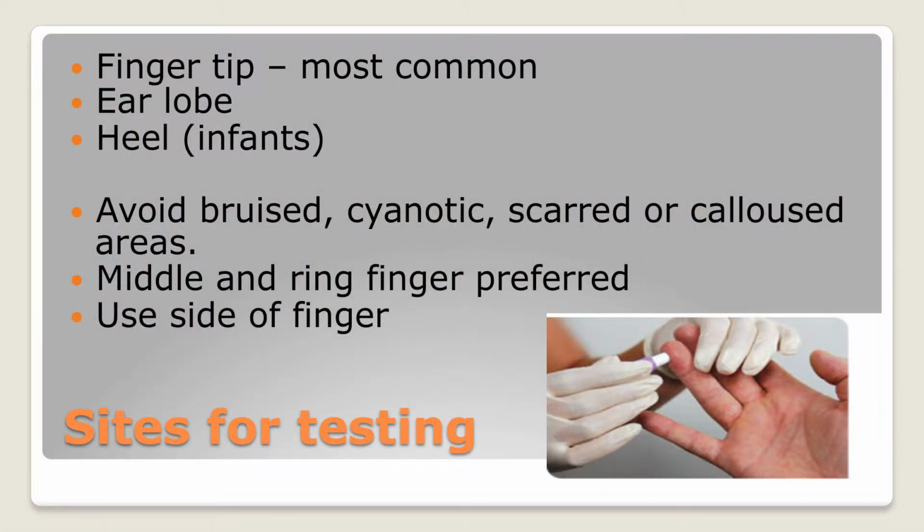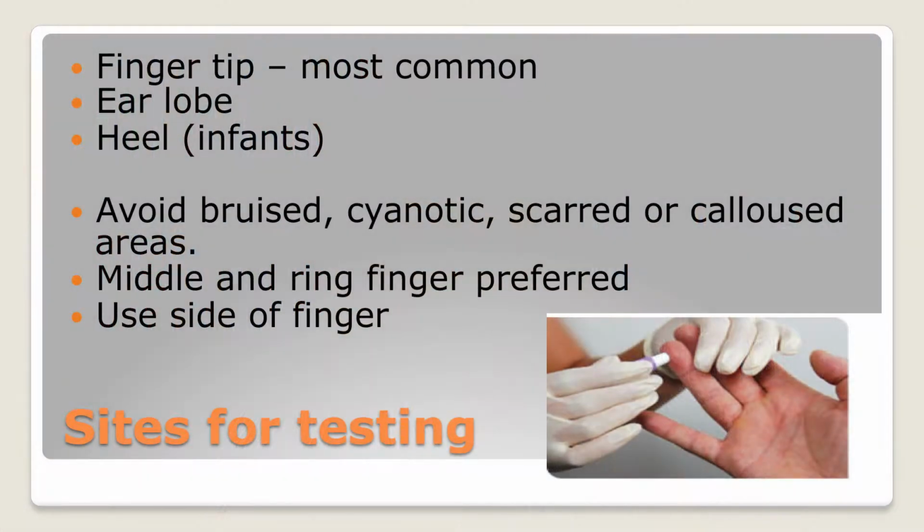The most common place to draw blood for a capillary glucose reading is the fingertip, usually on the side. You don't want to go on a calloused area, it's harder to get, so usually you're going to go on the side a little bit. You can also do it on the earlobe, and on a baby, you're going to wipe off and draw the capillary glucose from the heel.